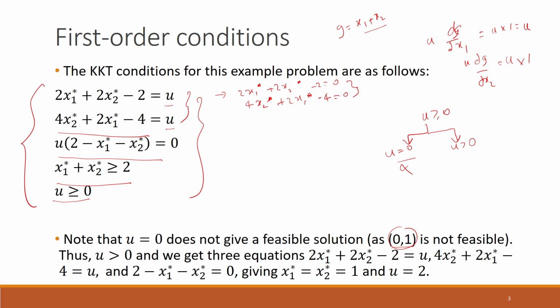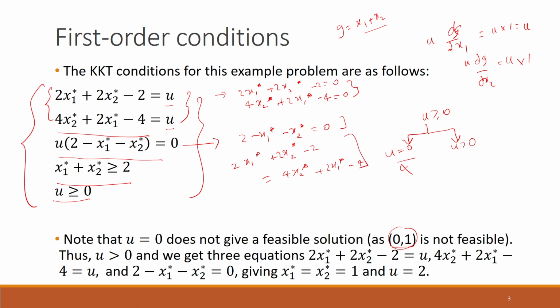Now, if u is greater than 0, then this condition implies that 2 minus x1 star minus x2 star is equal to 0. So, this is the first equation that we get, and we get another equation by replacing the value of u from these first two equalities. That is, we will get this equation here: 2x1 star plus 2x2 star minus 2 is equal to 4x2 star plus 2x1 star minus 4. Okay. So, we have this as the first equation and this as the second equation.